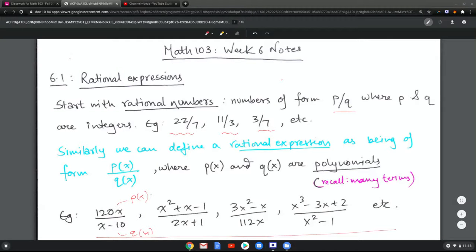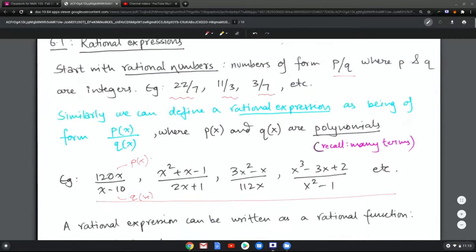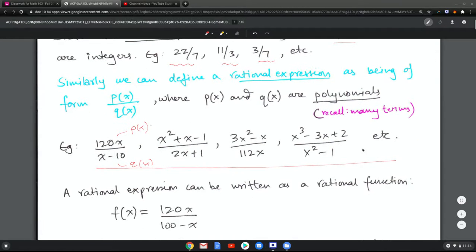Taking a motivation from this, we can define a rational expression as being of the form p(x) over q(x), where p and q are polynomials, which basically means many terms. So, for example, you have this bunch of examples here. As you can see, the numerator is a polynomial, p(x), and the denominator is also a polynomial.